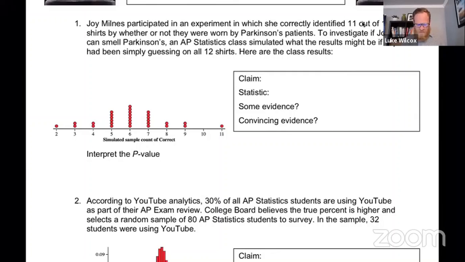To investigate if Joy can smell Parkinson's, an AP Stats class simulated what the results might be if Joy had been simply guessing on all 12 shirts. Here are the class results.